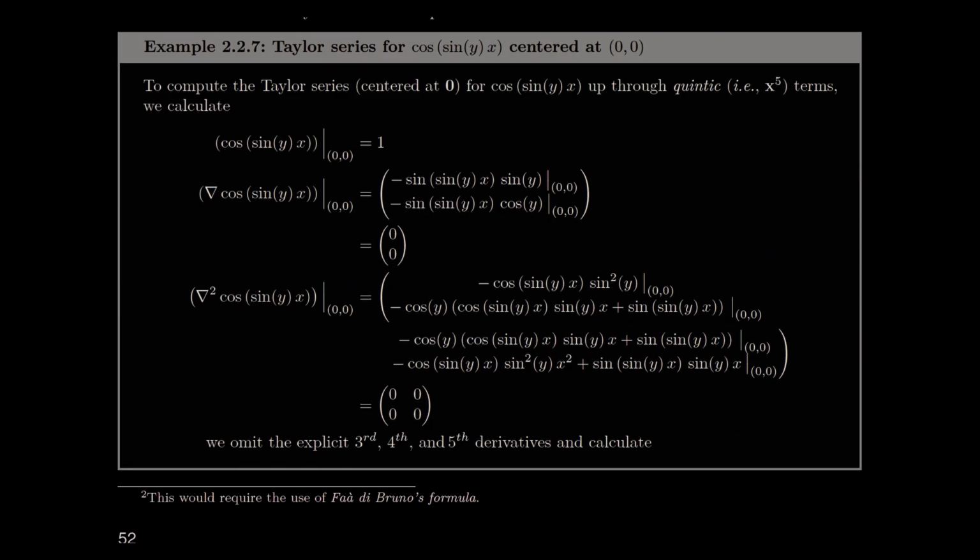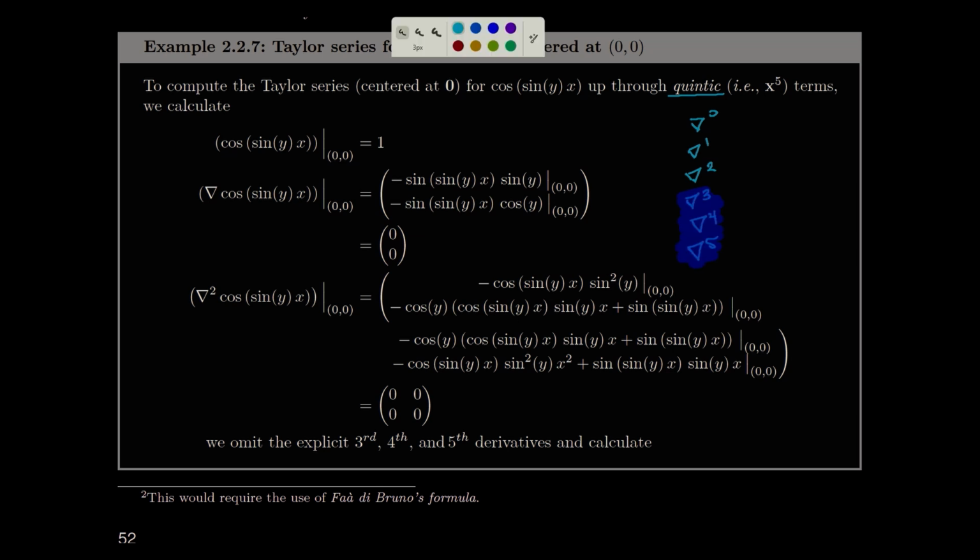So we're going to compute some of these higher order derivatives for this function as variables of y and x, and we're going to go through x to the 5th power, centered at 0, 0. Which means what do we need if we're going through quintic terms? We need the 0th power of the gradient, the 1st, the 2nd, the 3rd, the 4th, and the 5th, which is going to start to get insane. And this is why computers are incredibly useful.